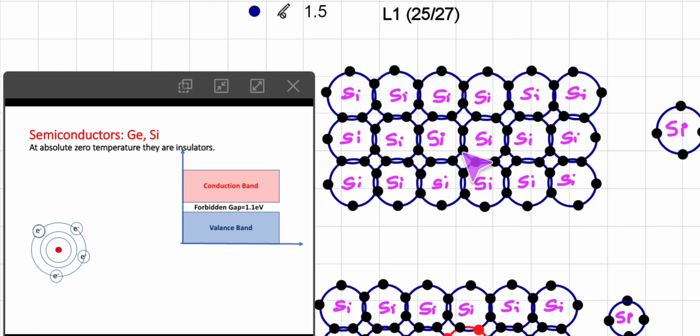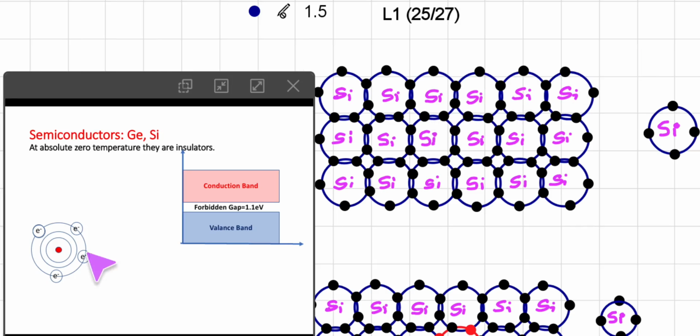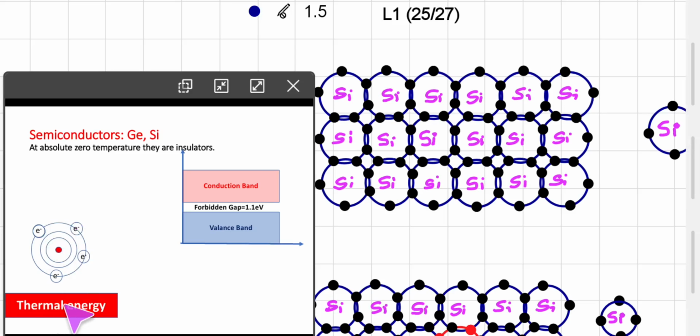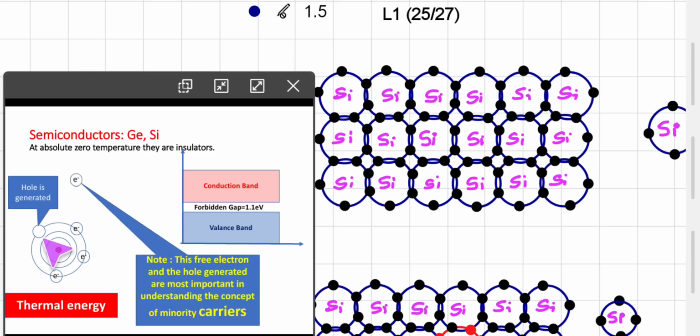Remember that at absolute zero temperature all electrons are in the atom, and they are forming the bonds. They are not free electrons. But see now what happens if the temperature is not absolute zero. If temperature is increased, when thermal energy is provided to all these atoms, by gaining the energy the electron will become free, and this is called a free electron.